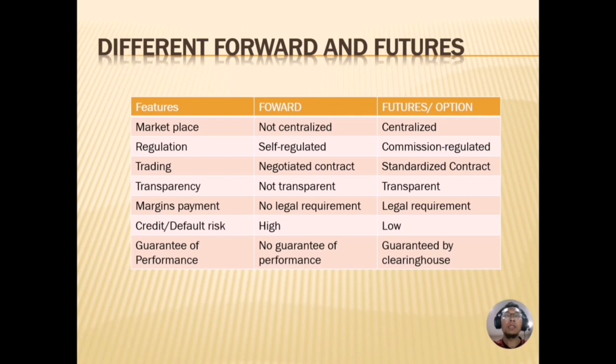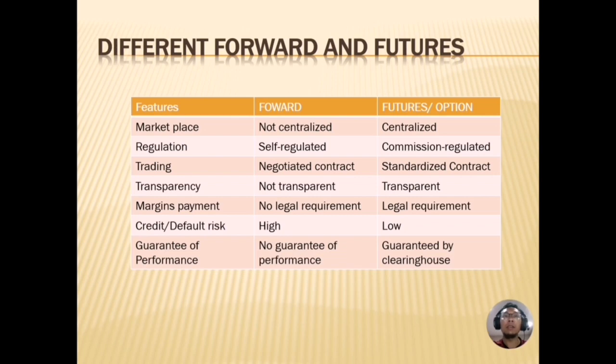Okay, with this features, you can see the differences between forward and futures. First is marketplace. For forward, they are not centralized. For futures, they are more centralized, more organized. Under regulation features, forward is self-regulated. If both parties, the buyer and the seller, agreed, they can do the transaction. But the futures, it is commission regulated.